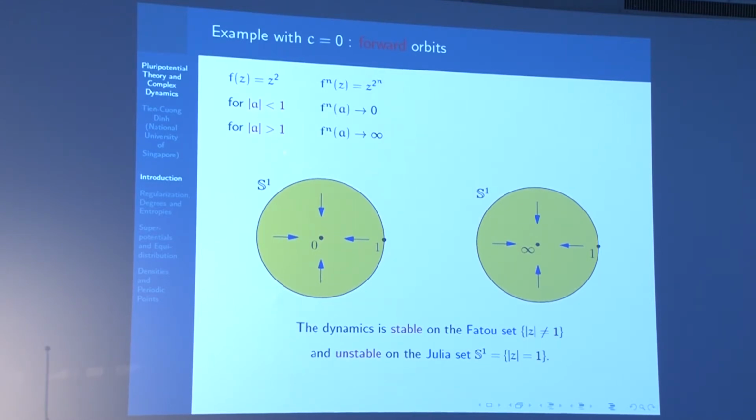And you have the same picture if the absolute value of a is larger than 1, then the orbit of a goes to infinity. So the yellow set here is the Fatou set for this dynamical system. And the unit circle S¹ is the Julia set. And the dynamics on the Julia set is unstable. If you take a point on the unit circle and change a little bit the value of a, it can be smaller than 1, and then the orbit goes to 0, and if it's larger than 1, then the orbit goes to infinity. So the Julia set is a set where the dynamics is somehow unstable.